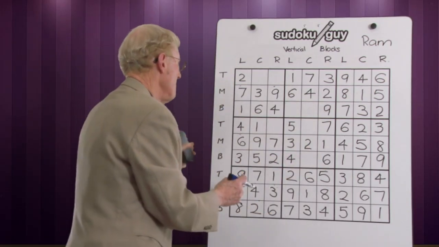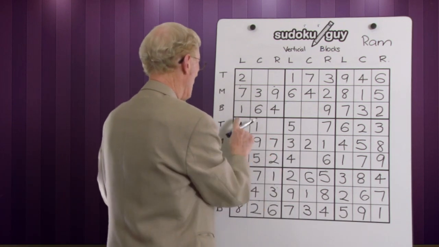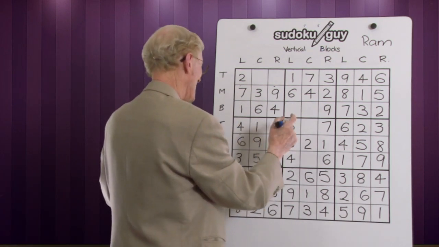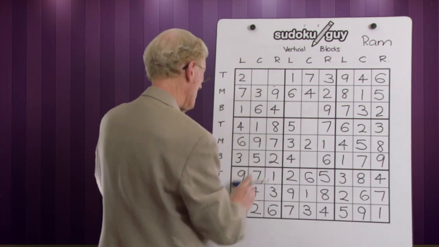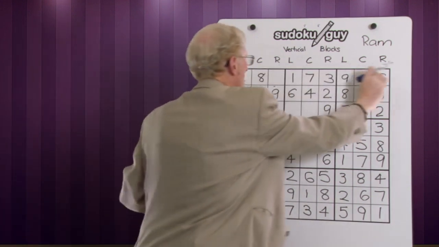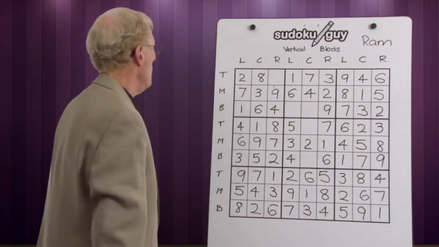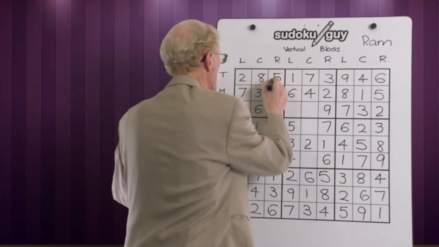Now, this particular block has only got one left in it. 1, 2, 3, 4, 5, 6, 7. It's an 8. Okay? 8. So we have a left, we have a right, we have to have a center. That becomes an 8. Now this row has only got one left. 1, 2, 3, 4. It's a 5 that's missing. We'll put the 5 in.